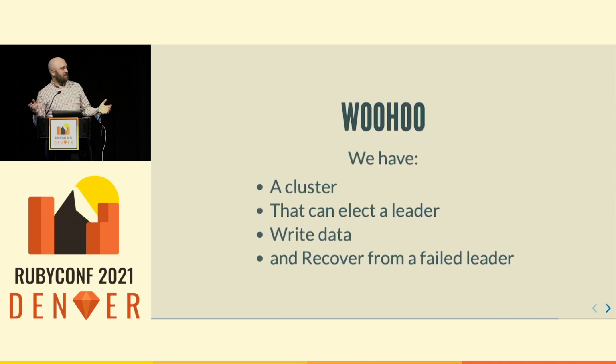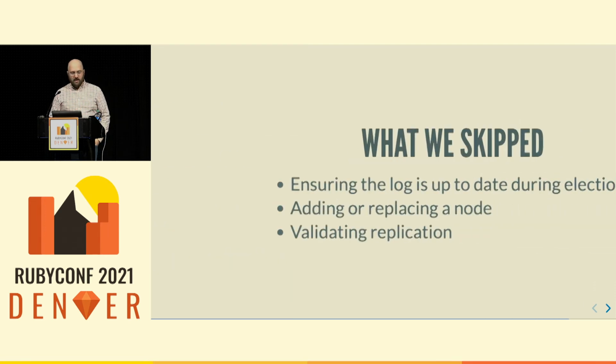Okay, so we have a pretty large hunk of what Raft is implemented. We have a cluster. It can elect a leader. It can store data and replicate it. And if that leader goes away, it can pick a new leader and still be able to store data and to respond to client requests. That's pretty good. And that's basically as far as we're going with Raft here.